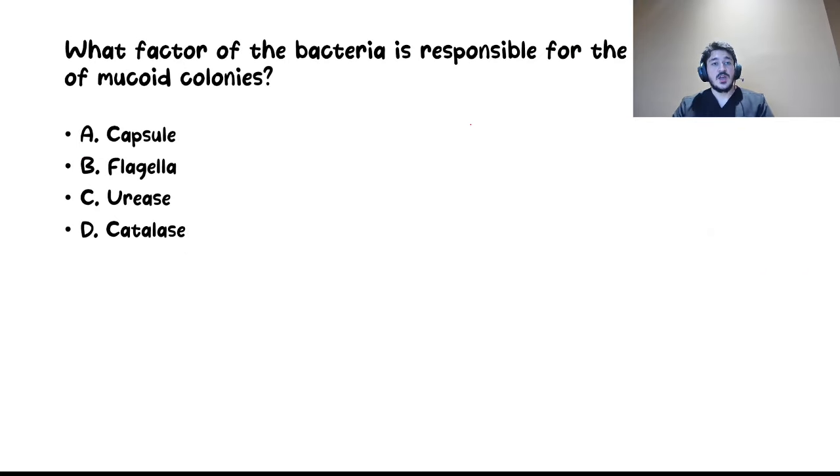Next question. What factor of the bacteria is responsible for the appearance of mucoid colonies? I know this was not mentioned in the lecture. I just want you to know it, okay? Because sometimes they ask it. So just know it. Mucoid colonies are associated with capsule, so just memorize that.